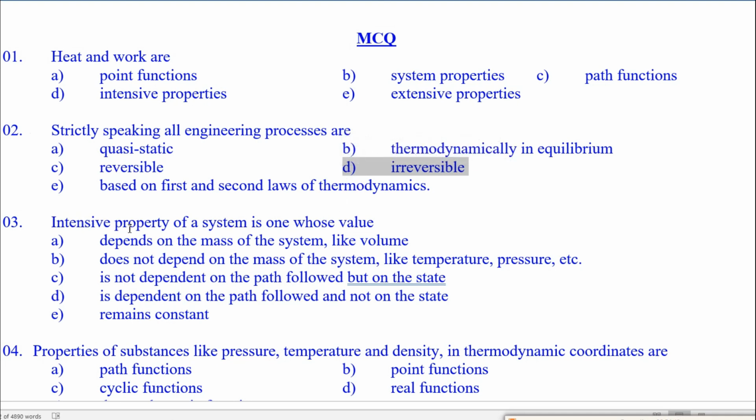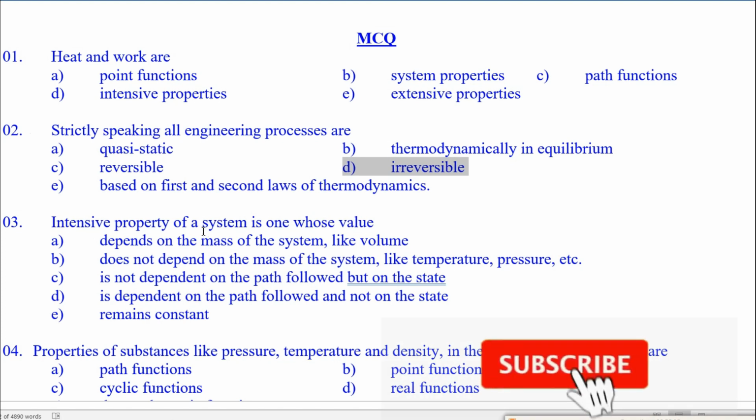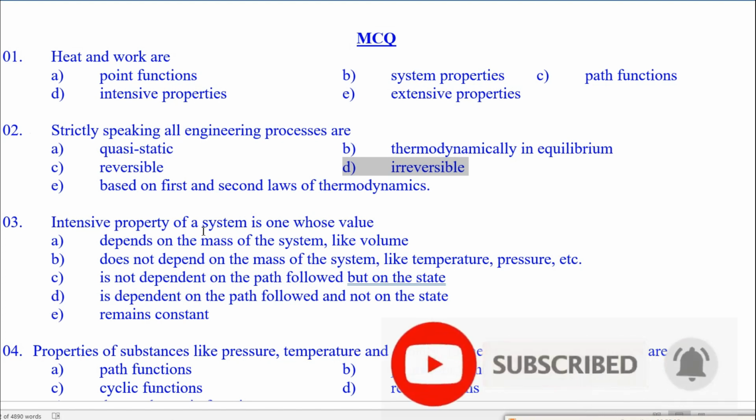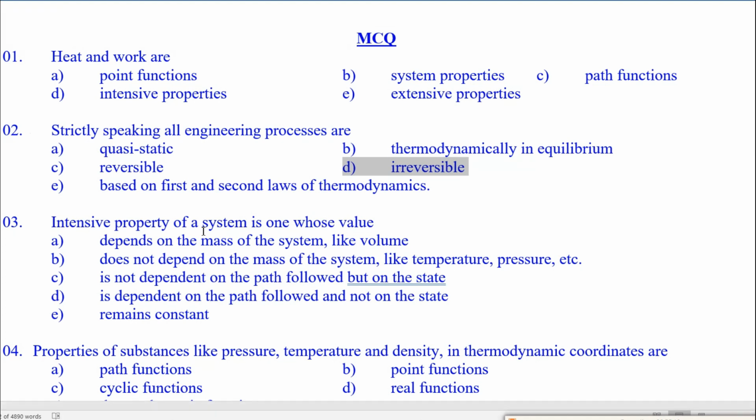Question 3. Intensive property of a system is one whose value is dependent on the mass of the system like volume, does not depend on the mass of the system like temperature, pressure, etc. It is not dependent on the path followed but on the state, is dependent on the path followed and not on the state, and remains constant. Already I have told you, intensive property of a system is independent of mass, that is not depending upon the mass. So for question 3, answer B.